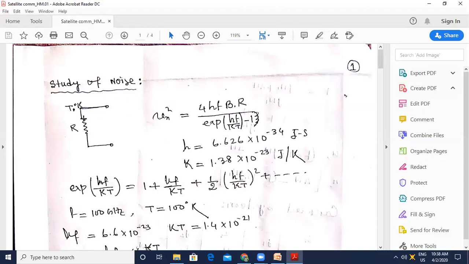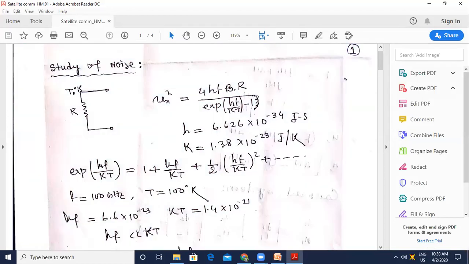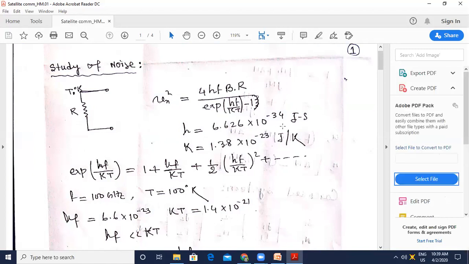So this is a resistor. This is noise, a noise equivalent temperature T. So the noise power voltage level of noise is basically 4HF B into R. B is the bandwidth, F is the center frequency, H is the Planck's constant, and R, you know, is the resistance value. H is the Planck's constant, value is 6.626 into 10 to the power minus 34 joule second. K is called Boltzmann constant, 1.38 into 10 to the power minus 23 joule per Kelvin.